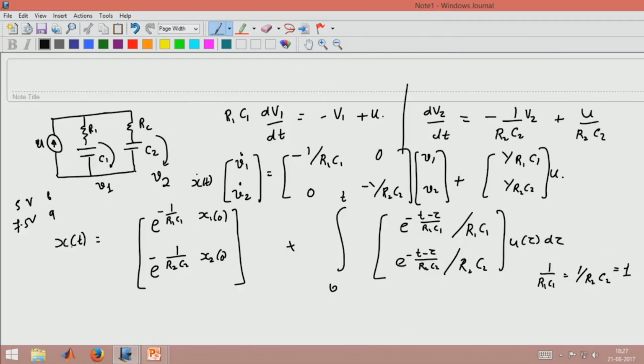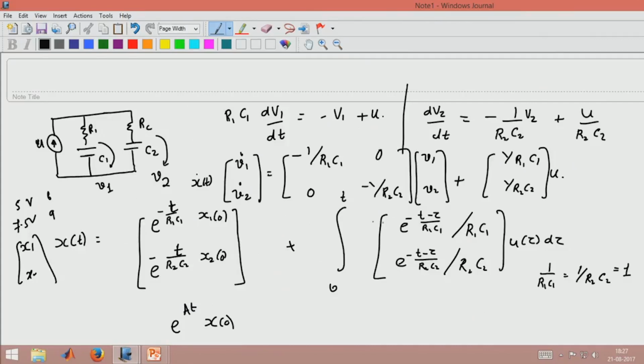So, this vector essentially is x1 and x2. So, x1 is e power minus, what is it? So, from the first, okay, sorry, I just missed a t here. So, this is like the e power A t x naught.